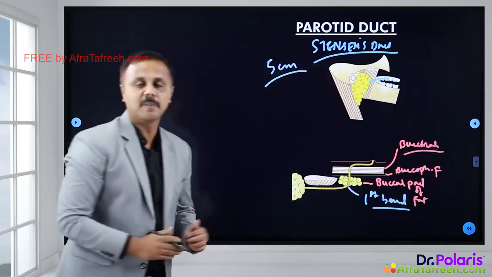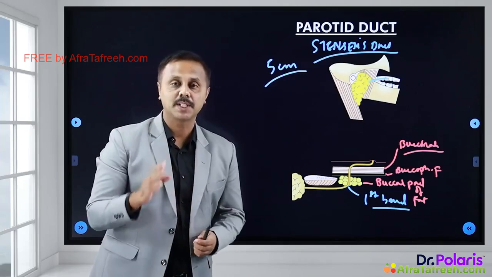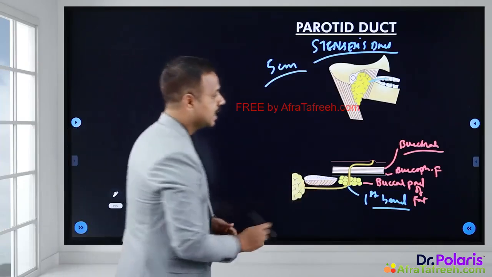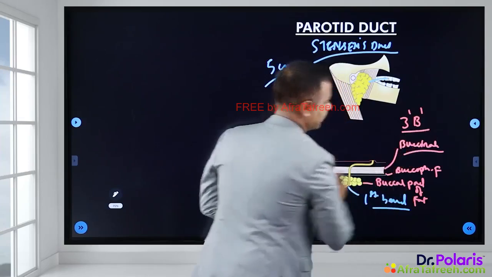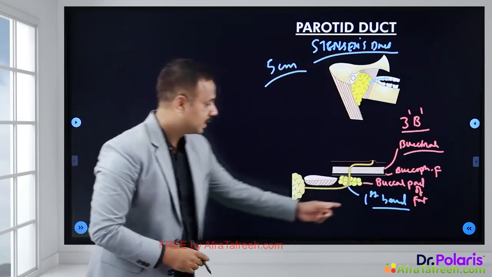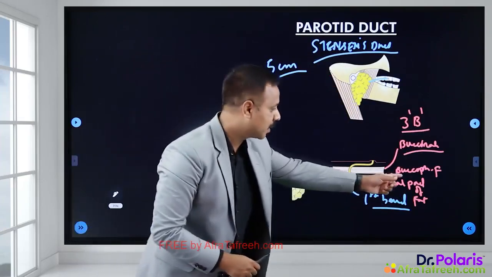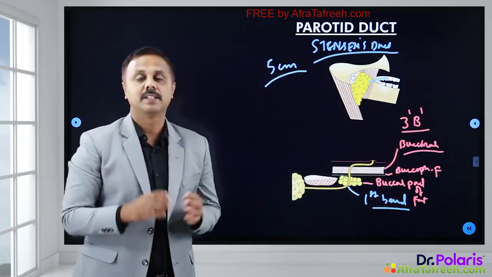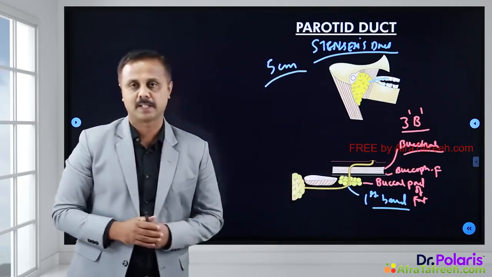Now this is one commonly asked question in your university exam as well as Viva. What are the structures that are pierced by the parotid duct? Remember this as 3 B's. What are they? The buccal pad of fat, that's the first structure. Then we have the buccopharyngeal fascia, and finally we have the buccinator muscle. These are the 3 B's that are pierced by the parotid duct.